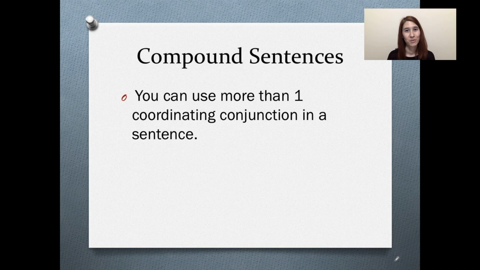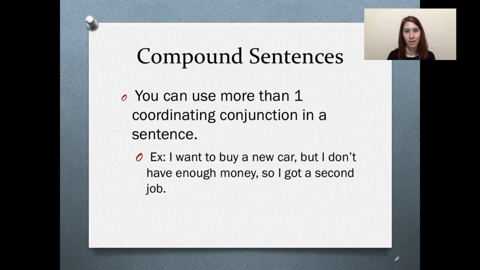You might be asking, Jessica, can I use two coordinating conjunctions in a sentence? Yes, you can. You can use more than one. For example, I want to buy a new car, but I don't have enough money, so I got a second job. If you see, we use but and so in the same sentence. That's fine. I wouldn't use more than 2 though. I would max out at 2. So I want to buy a new car, but I don't have enough money, so I got a second job. If you want to try and write a compound sentence with 2 coordinating conjunctions, go ahead. You can write it and put it in the comments section below, and I'll check it and see how you did.